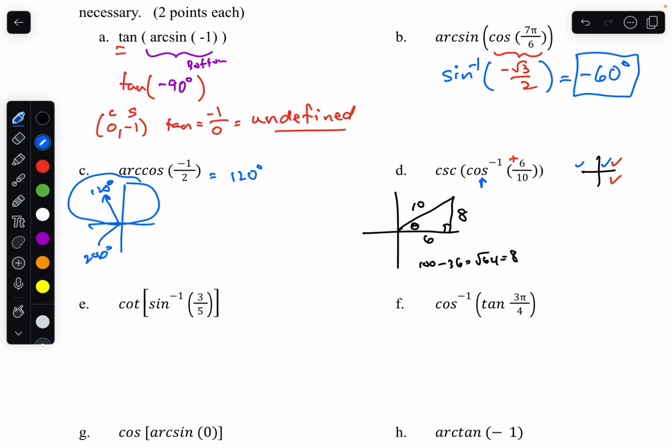Now, once you have done that, you're ready to answer what is the cosecant of that triangle. Cosecant is partnered up with sine, which is opposite over hypotenuse. So this is hypotenuse over opposite, which is 10 over 8, or 5/4 if you reduce.